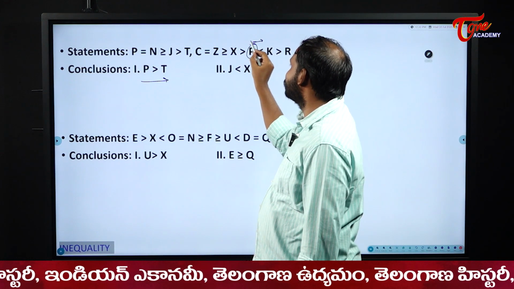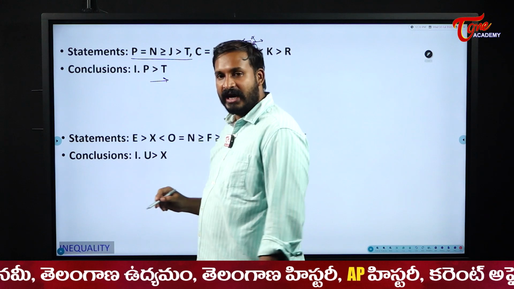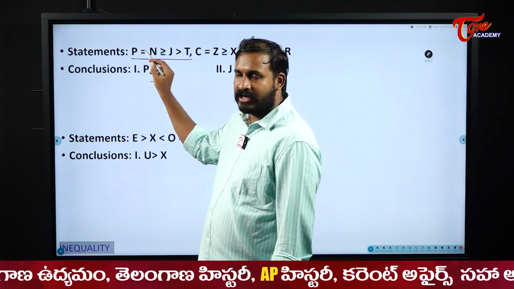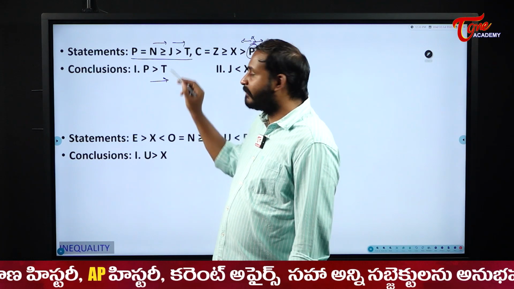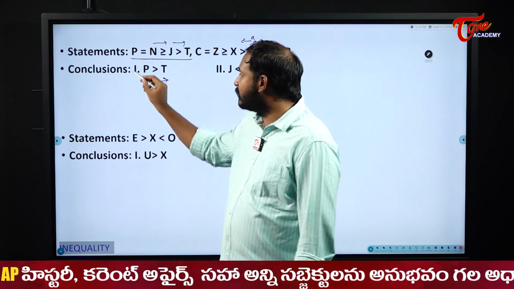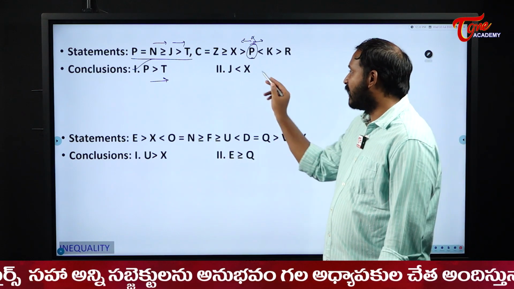I cannot move in this direction, or in this direction. Here I cannot move, but please see here, students, P to T, I can move here. P equal to N, I can move. N to J, I can move. J to T, I can move. And there is a perfect opening. So this one is correct. Next, I should travel from what?